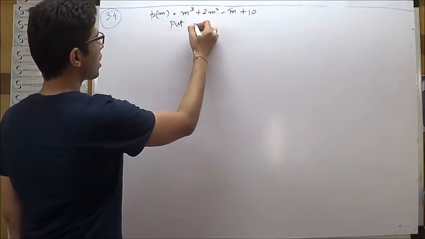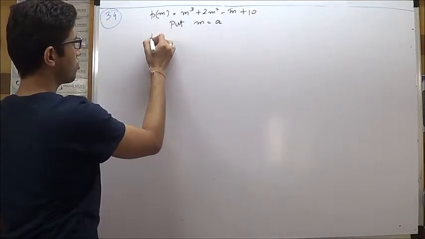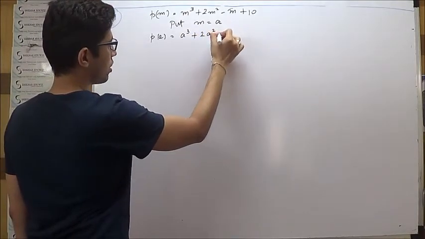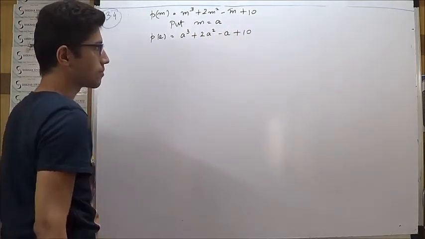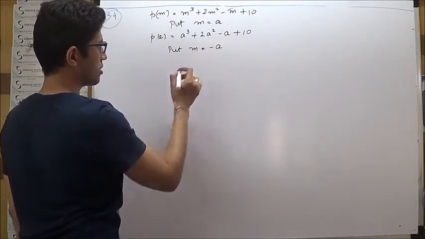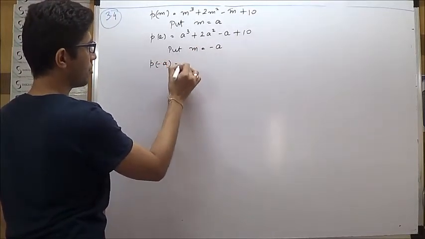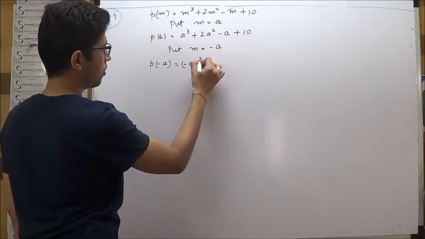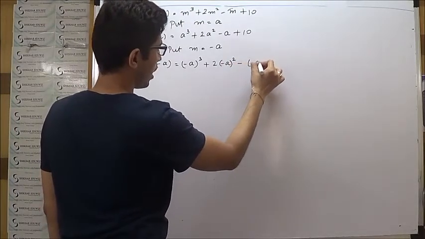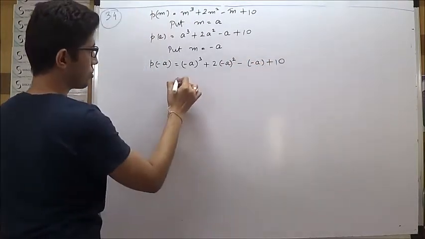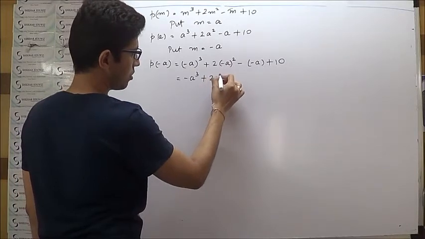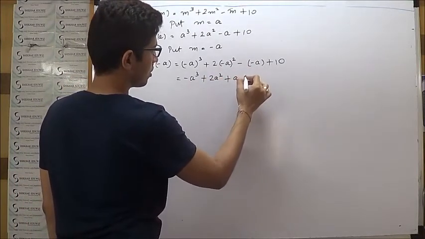So put m is equal to a. So you will get p of a is equal to a cube plus 2a square minus a plus 10. P of a we got. Now put m is equal to minus a. To find p of minus a, p of minus a is equal to minus a the whole cube plus 2 into minus a the whole square minus of minus a plus 10. So this will become minus a cube, square remains the same, minus minus plus, and plus 10.